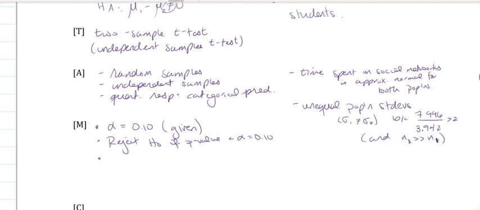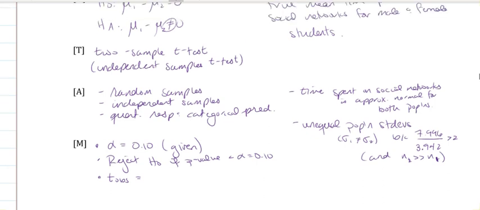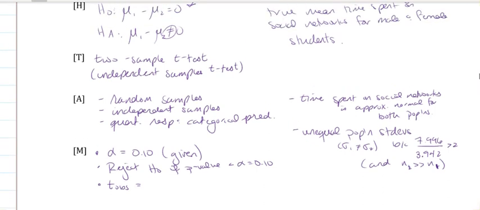Our t-test statistic, t-obs, is always of the form observed minus hypothesized over the standard error. Well, we're estimating a difference in population means, so we observe a difference in sample means. So that's going to be y1 bar minus y2 bar, divided by the standard error of that test statistic, that observed sample statistic.